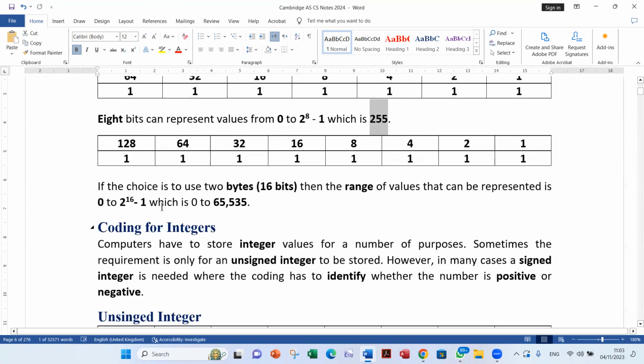Okay? If the choice is to use 2 bytes, that is 16 bits, so values go up to 2 to the power of 16 minus 1, and this is exponential growth. 2 to the power of 16 is 65,536. I already memorized that. Minus 1, 2 to the power of 16 minus 1 is that figure.